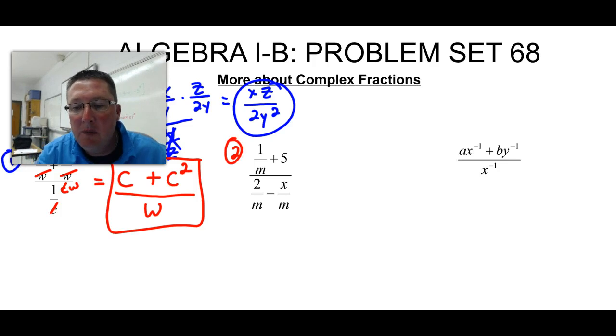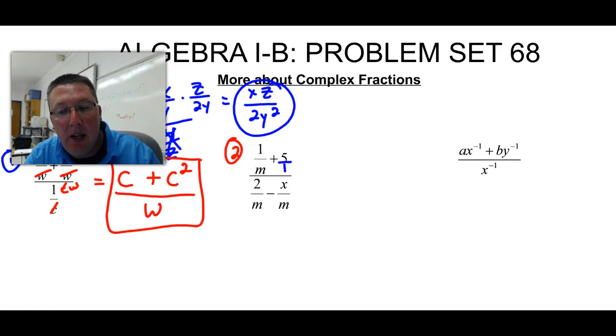In this problem, the first thing I want to do is make sure each little part is a fraction. So this 5, I'm going to make it a fraction. Put it over 1. Okay, so now I have 4 little fractions inside this big fraction. I look at all the denominators. What would the common denominator be? In this case, I have m and a 1. My common denominator would be m.